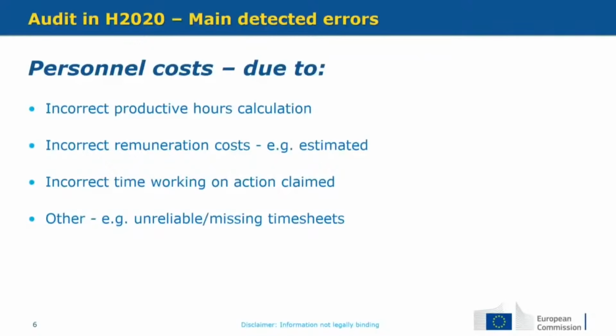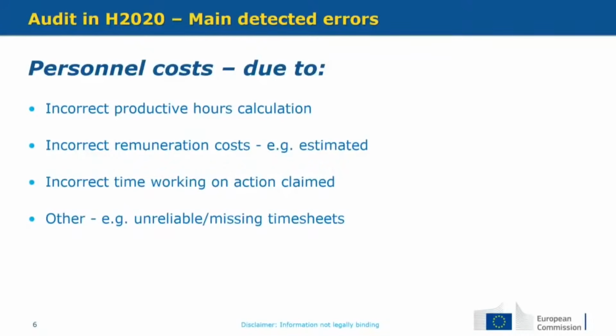Regarding remuneration cost, we may have incorrect remuneration cost, like, for example, estimated cost or budgeted cost, which may indeed explain some of the errors in personnel cost. The other part is incorrect time working on the action claimed. Obviously, this is linked directly with the timesheets.